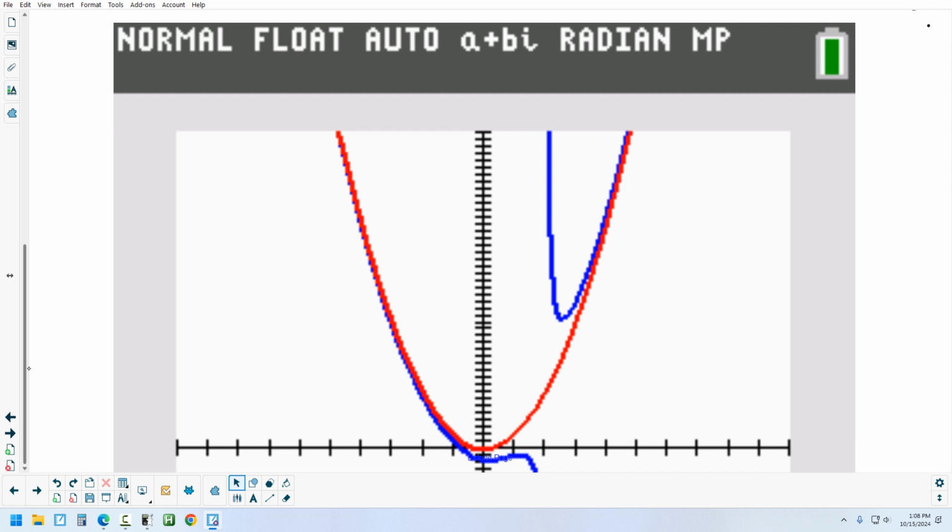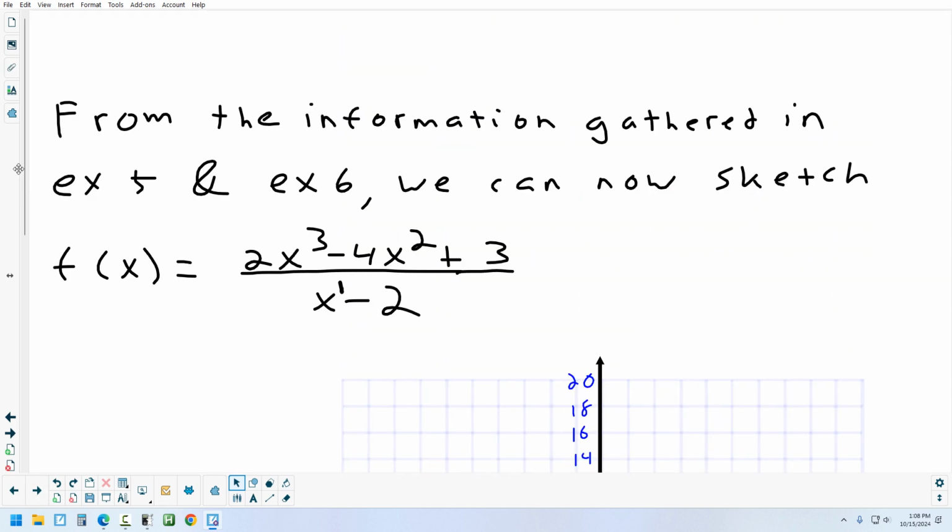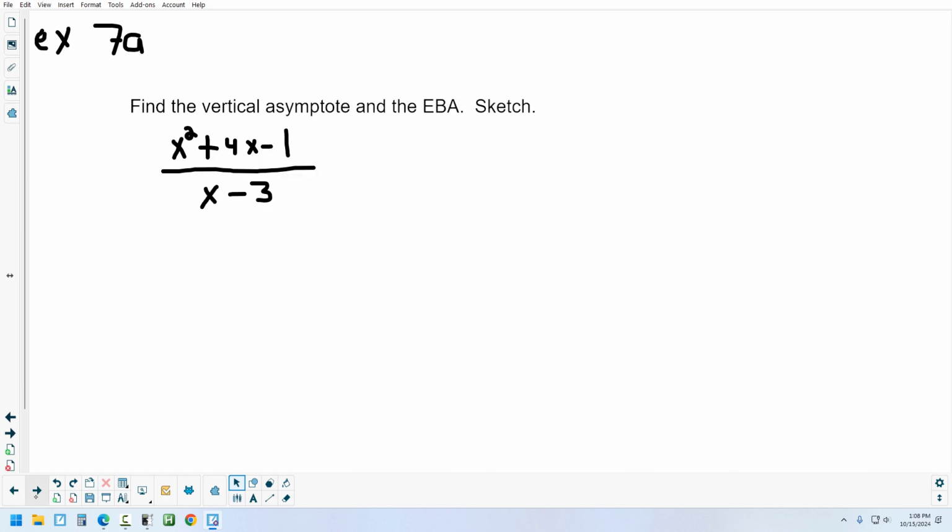Any questions on why that is the EBA? It's always going to do something weird in the middle, but that's not the part I care about. I care about the ends, because asymptotes only describe what happens on the ends, not in the middle. Let's try finding another EBA before we do this one.